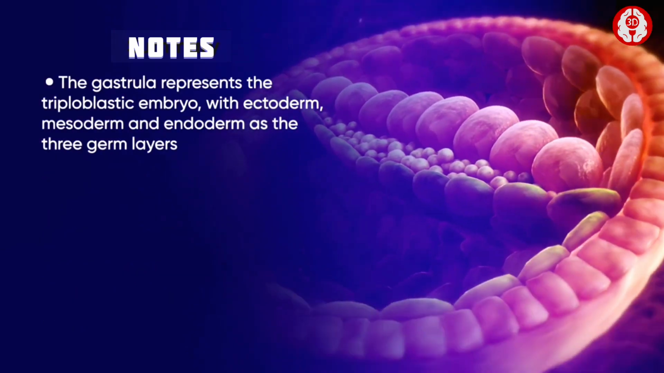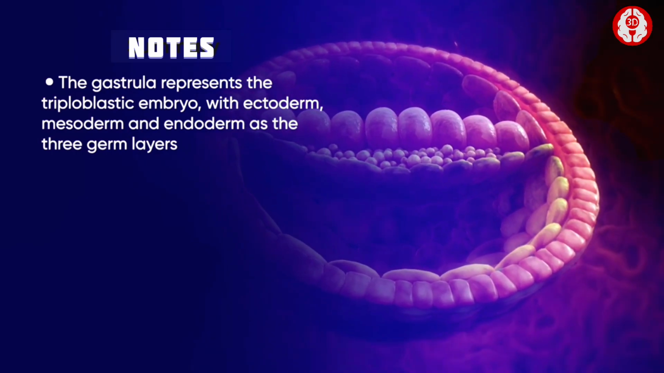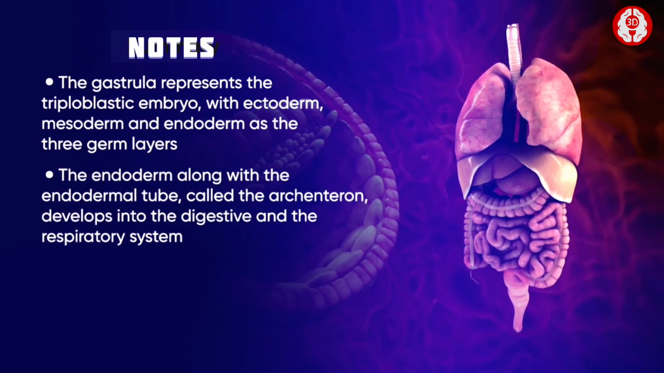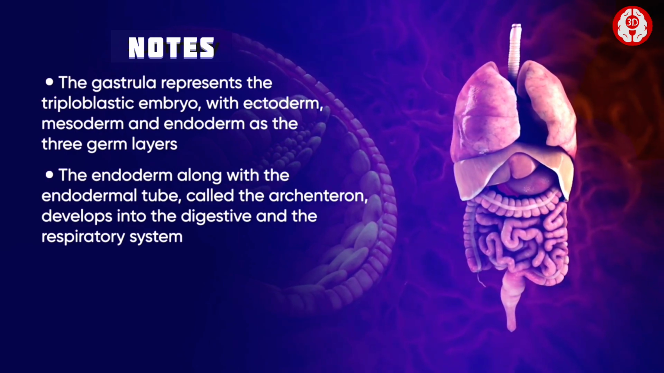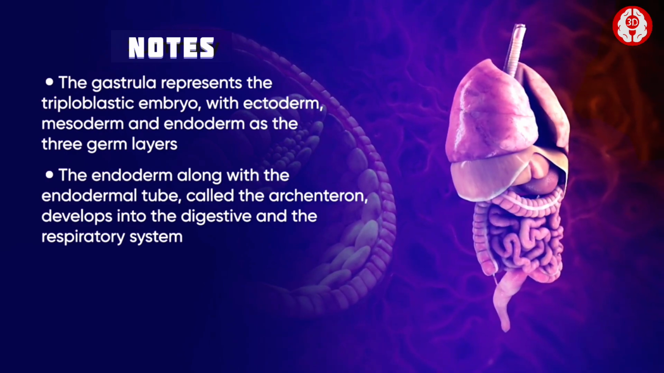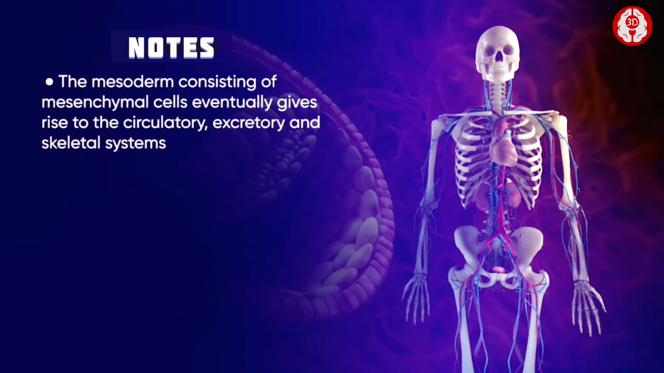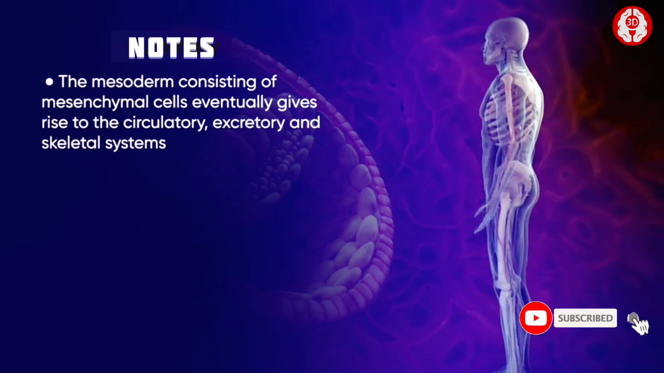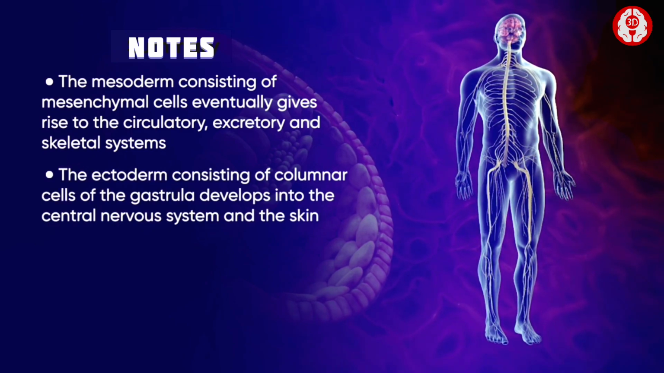The gastrula represents the triploblastic embryo with ectoderm, mesoderm, and endoderm as the 3 germ layers. The endoderm, along with endodermal tube called the archenteron, will develop into the digestive and the respiratory system. The mesoderm, consisting of mesenchymal cells, will eventually give rise to the circulatory, excretory, and skeletal systems. The ectoderm, consisting of columnar cells of the gastrula, will develop into the central nervous system and the skin.